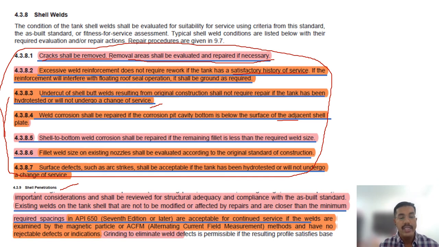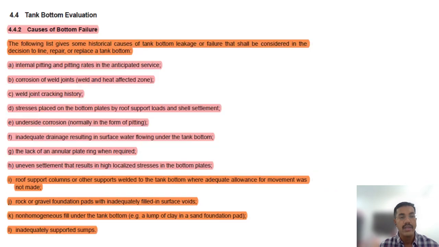Shell penetrations. Existing welds of the tank shell that are not to be modified or affected by repairs and are closer than the minimum required spacings in API 650 are acceptable for continued service if the welds are examined by the magnetic particle or ACFM, alternating current field measurement, method and have no rejectable defects or indications.